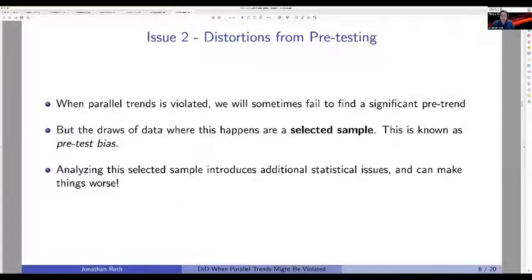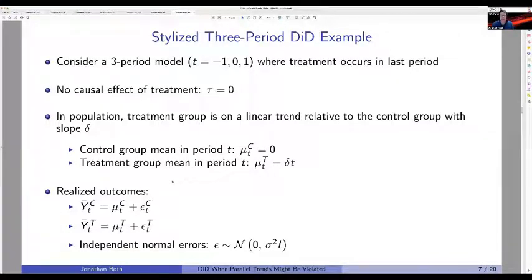And so if we only analyze our difference in differences analysis when the pre-trends look good, we're introducing a form of selection bias, where we're only analyzing the data in cases where we happen to get noise in the pre-treatment period that masks the underlying trend. And so this form of selection bias is what's known as pretest bias. And in some of my work, I've shown that this form of selection bias can introduce additional statistical issues that can often make the bias from differences in trends worse in the cases where we actually analyze it. So let me walk you through a very simple simulation that I think will nicely illustrate the problem here.